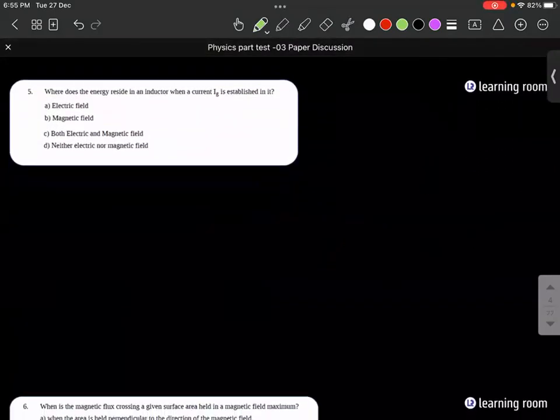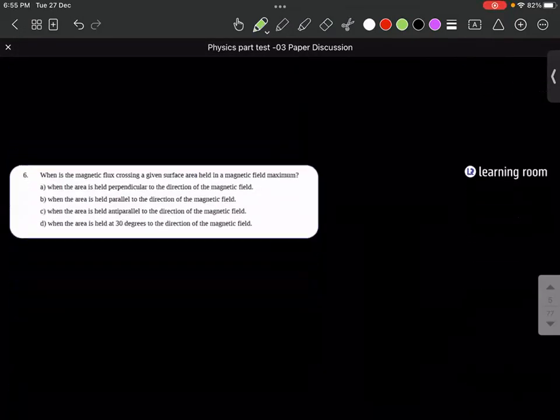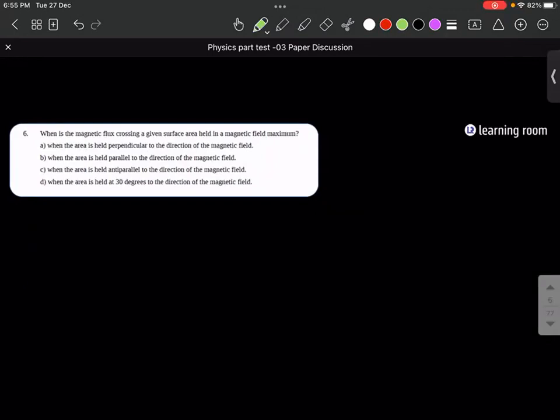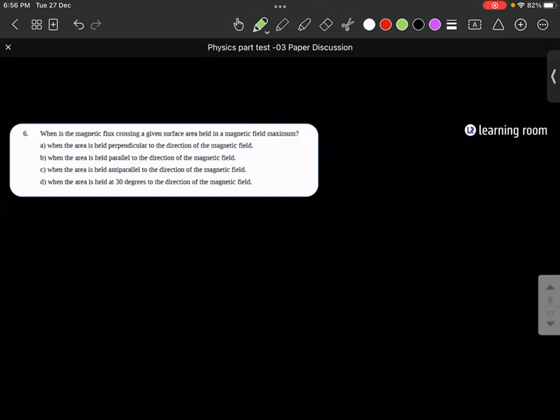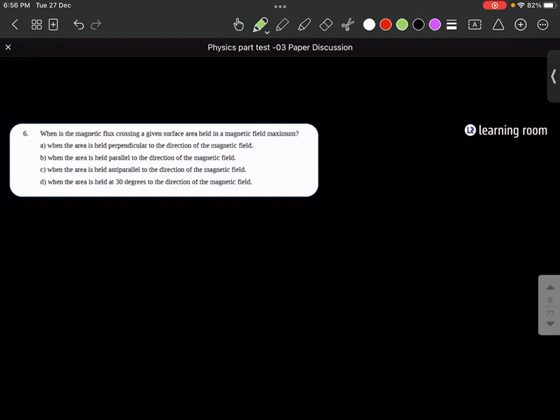Where does the energy reside in inductor when a current I is established in it? Obviously in the form of magnetic field. When is the magnetic flux crossing a given surface area held in magnetic field maximum? Answer. When the area is perpendicular to the direction of magnetic field. When area is perpendicular to magnetic field, the angle between area and magnetic field will be 0 degrees.